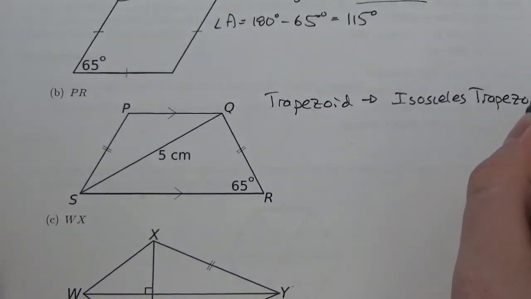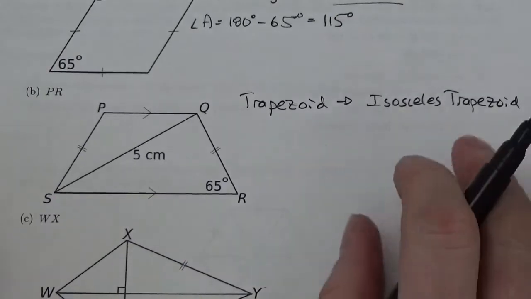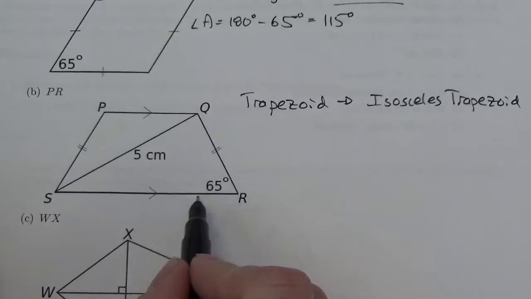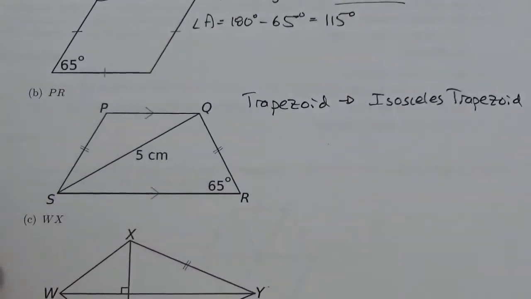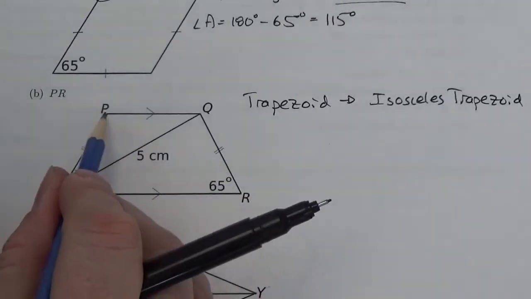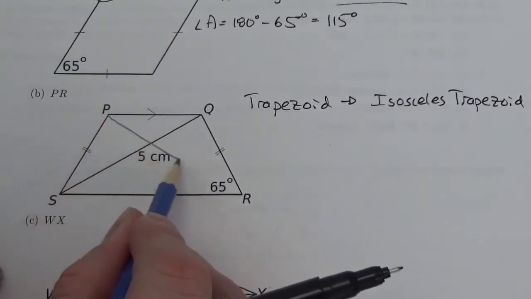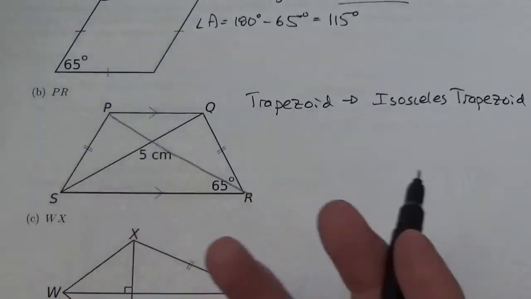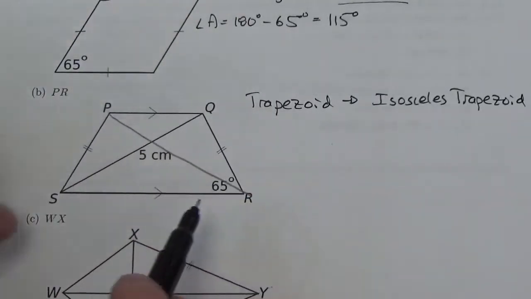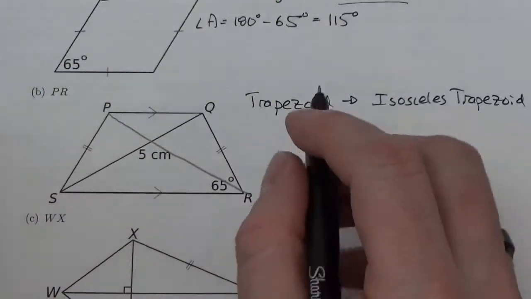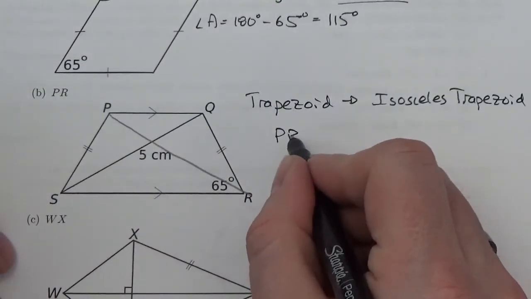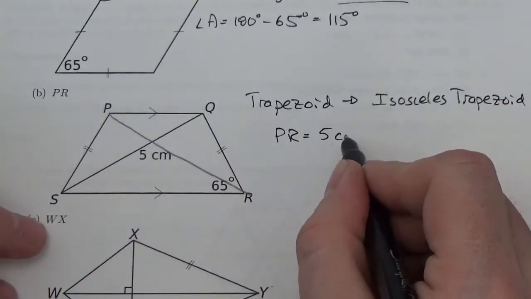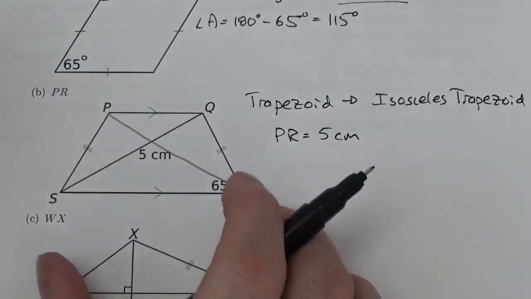Now, what I know about an isosceles trapezoid is that my base angles are the same, but that also means that if I was to draw in this other diagonal here, PR, because the question is asking me for PR, even though PR wasn't drawn in here, there's going to be some symmetry in this problem. And so I know that PR is going to be the same length as SQ. So I know that this is going to be 5 centimeters. There's a beautiful little bit of symmetry in this problem.